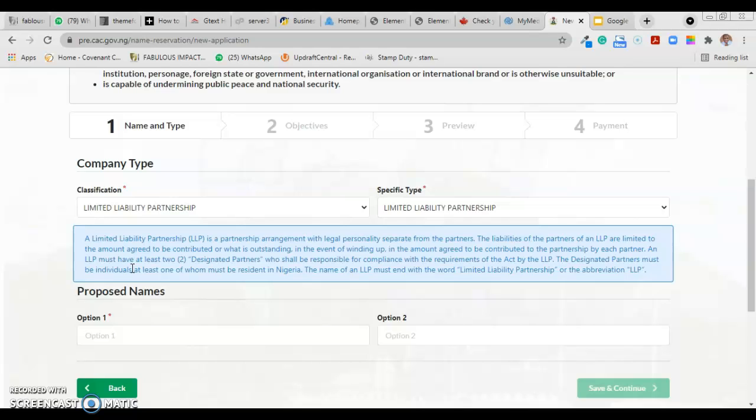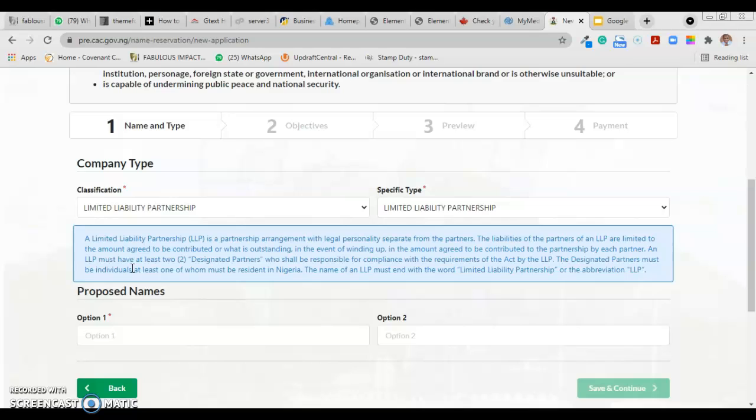Okay, you can see the liabilities of partners of an LLP are limited to the amount agreed to be contributed or what is outstanding in the event of winding up. Okay, that is what I have actually explained in a layman's word: the amount agreed to be contributed to the partnership by each partner. An LLP must have at least 2 designated partners. So you need a minimum of 2 partners to form a limited liability partnership. These are the people that will be responsible for the compliance with the requirements of the act by the LLP.